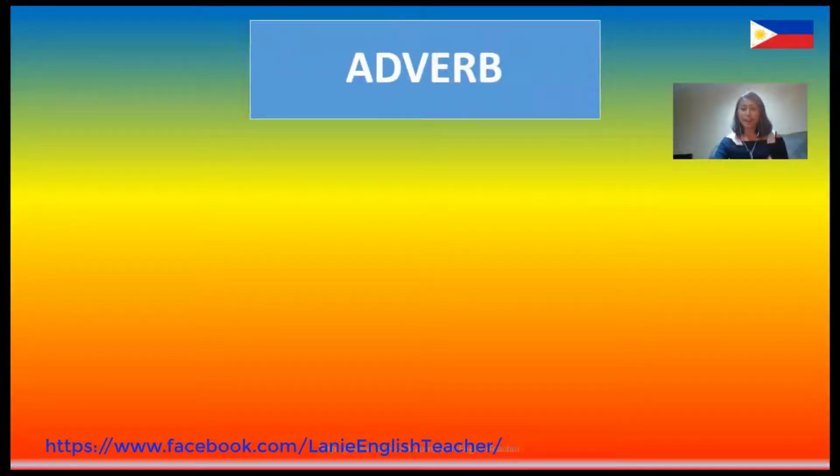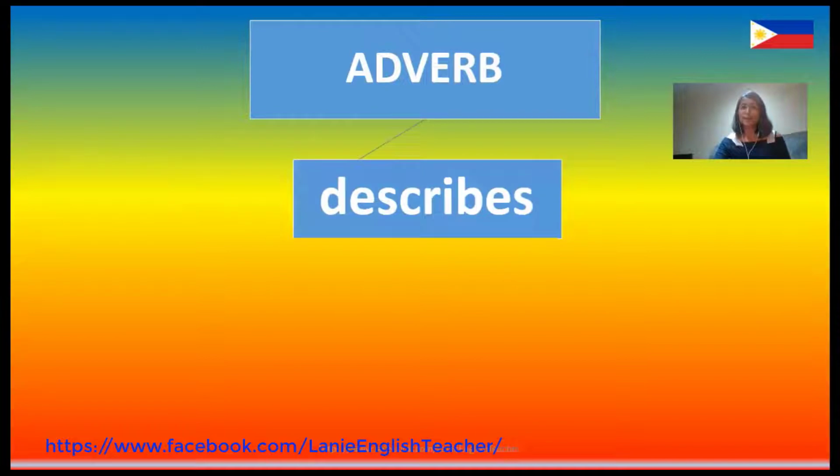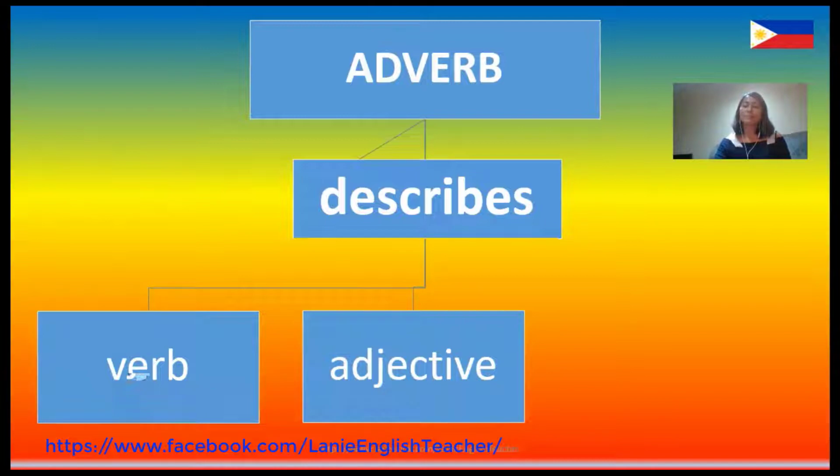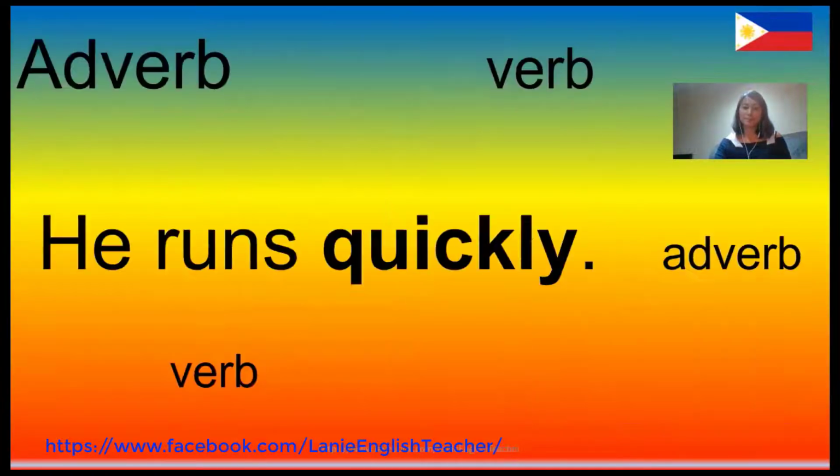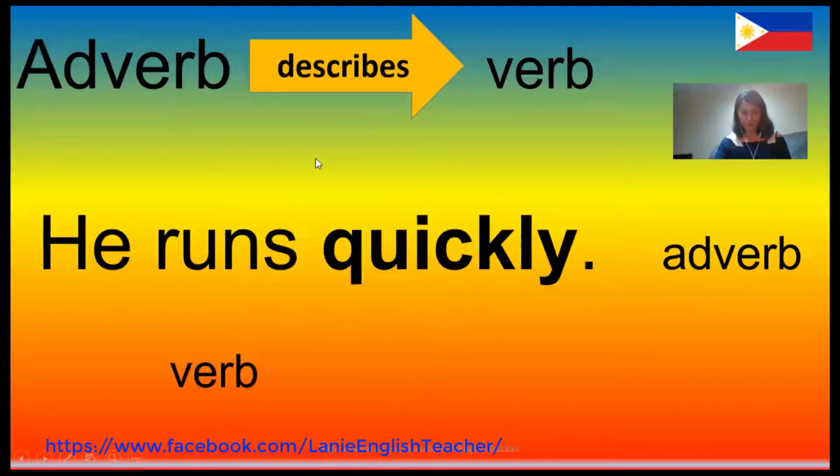So let's define adverb. Adverb describes verb, adjective, or another adverb. Let me explain to you this one bit by bit. Let's start with adverb describes verb. Let's have a look at this sentence. He runs quickly. The word quickly here describes the verb runs. So therefore, quickly is an adverb.